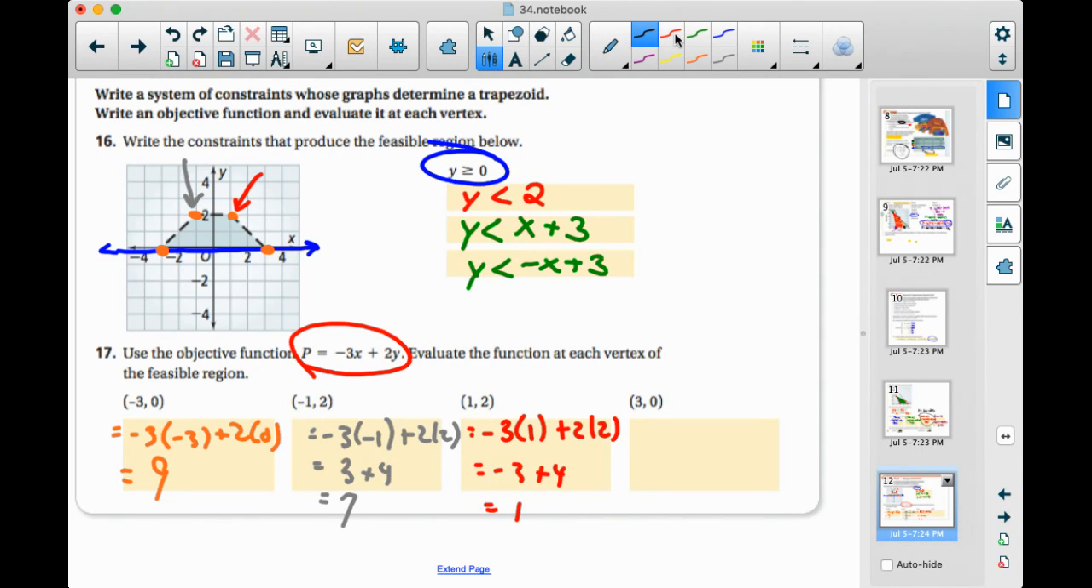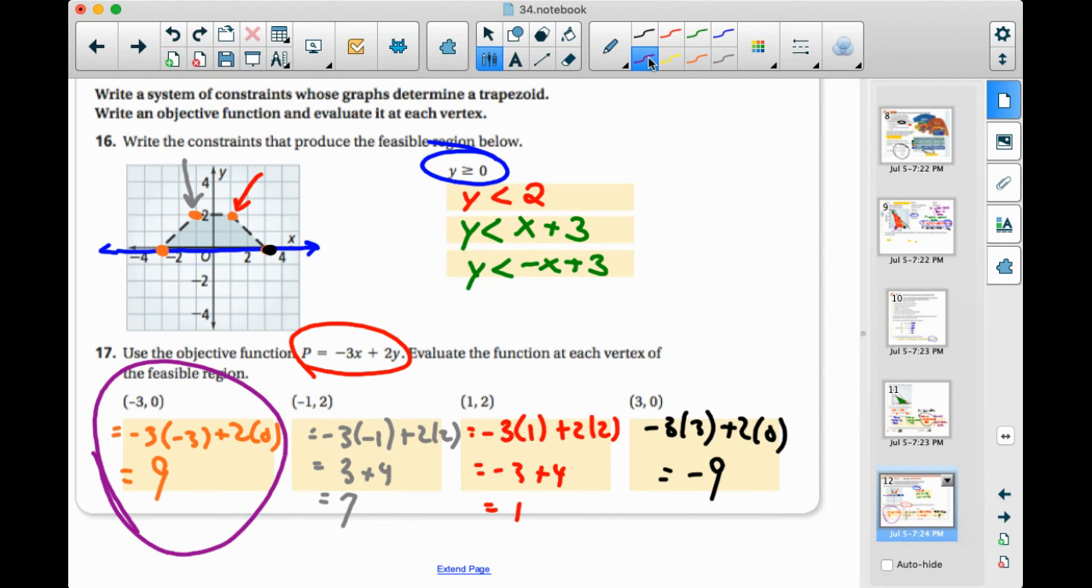And then our last one, 3 comma 0, which is right there. I'm going to have negative 3 times 3 plus 2 times 0, which will give me negative 9. Okay, which one's our max? There's our maximum. This one's our minimum. Does it ask which one to use? No, it doesn't say. But that's what we look for. We look for the max or the min depending on the context of the problem.